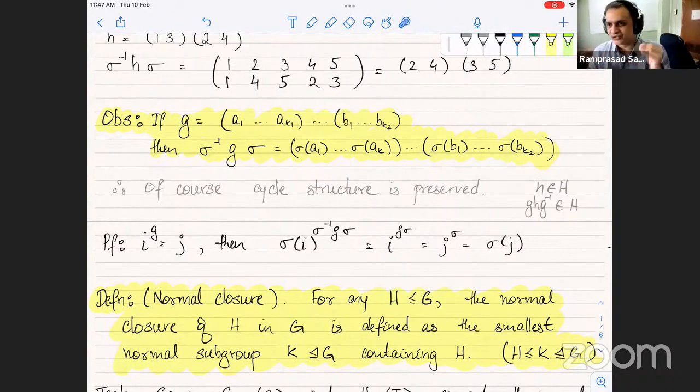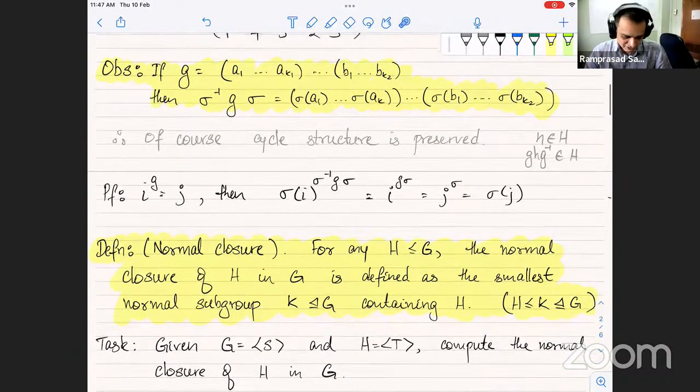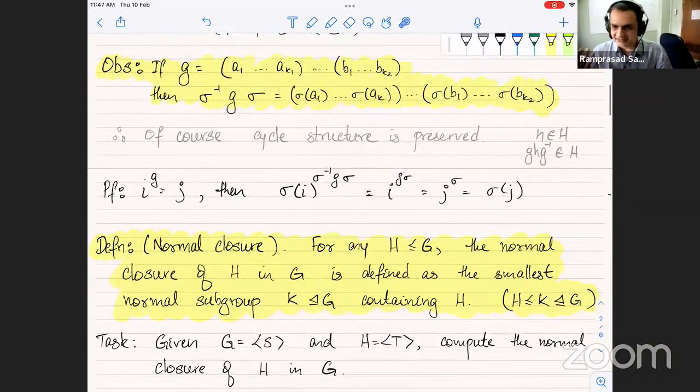There is in fact more truth to what I'm saying. All of these are kernels. Now one can ask this as a task. I give you a group H with a generating set, which is a subgroup of a group G. Now I want you to find the normal closure of H in G. By find, I mean I want you to find a generating set.